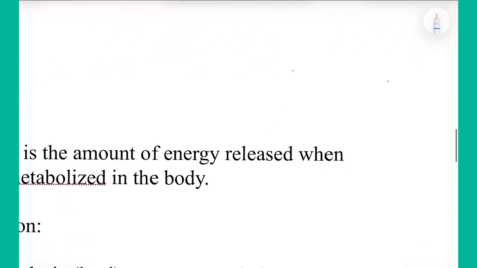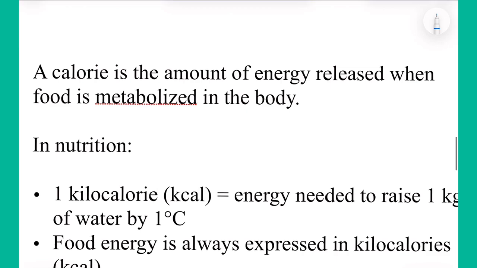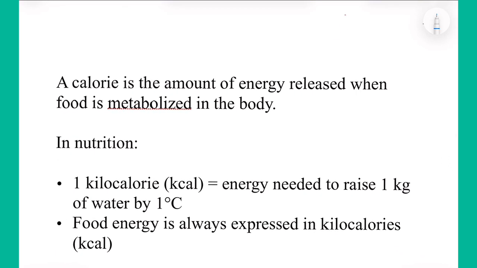So let us understand what a calorie is. A calorie is the amount of energy released when food is metabolized in the body. In simple terms, after you eat food, it gets digested, then metabolized. After metabolism, the energy is released through the metabolic process. If you know glycolysis, the Krebs cycle, the electron transport chain, that's how energy is released. And that energy is measured by calories.